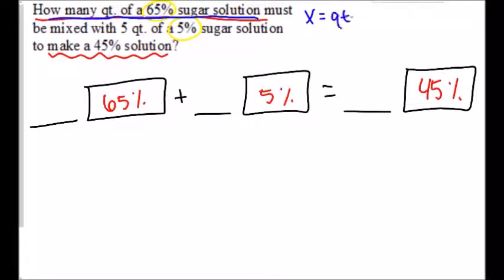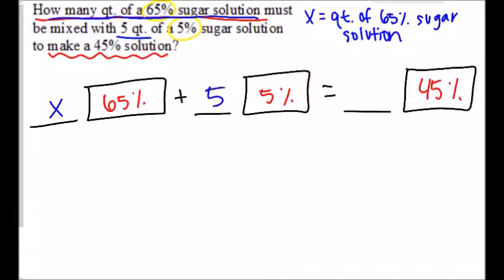So we want quarts of 65% sugar solution. All right, so we'll put an x because we don't know that amount. We know there are 5 quarts of the 5%. Now here's where you have to use a little bit of logic. You're mixing together x plus 5, so this x amount plus 5. That means our total amount is going to be x plus 5 quarts.